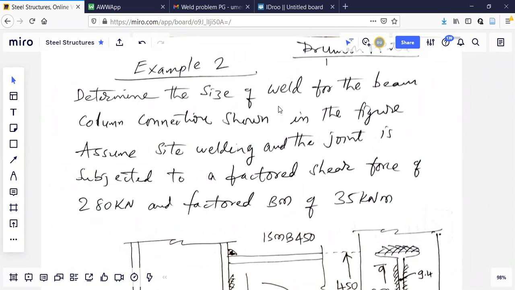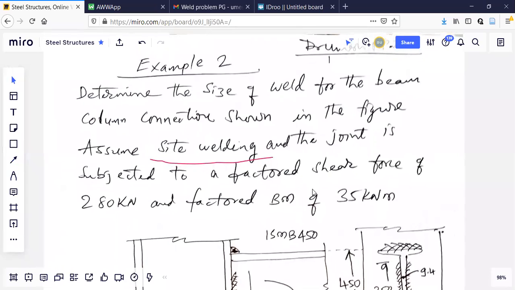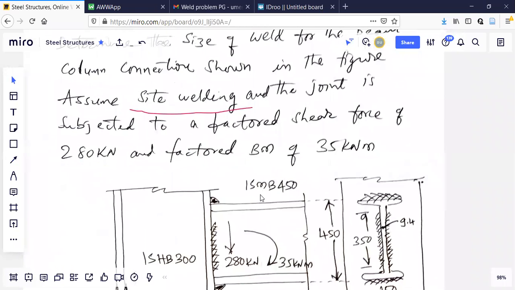Determine the size of weld for the beam column connection shown in the figure. Assume site welding. It is not a shop welded connection. The welding is to be done at the site only. The joint is subjected to a factored shear force of 280 kilonewton and factored bending moment of 35 kN meter, and the diagram is given in the problem. The figure will be there.